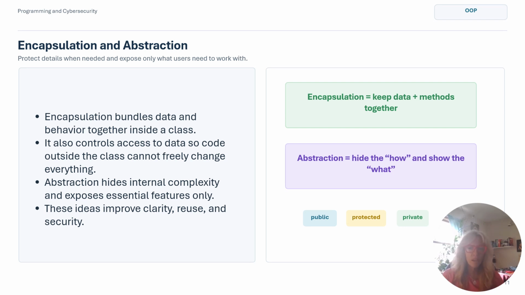Abstraction is a little different. Abstraction means hiding the complicated internal details and only showing the essential parts that someone needs to use. A simple way to think about this is abstraction hides the how and shows the what. In other words, users of the code can focus on what the object does without needing to understand every internal step. Together, encapsulation and abstraction make code clearer, safer, and easier to reuse. Encapsulation helps protect and organize the inside of the class, while abstraction makes the outside of the class easier to work with.